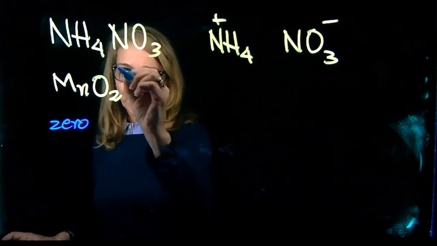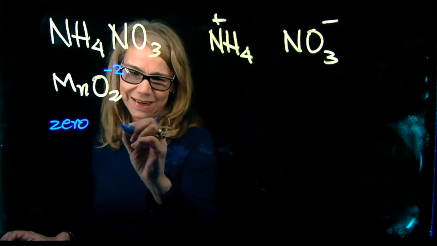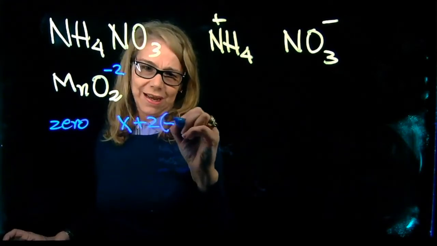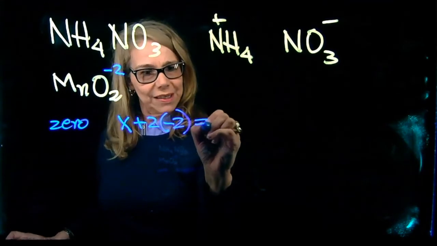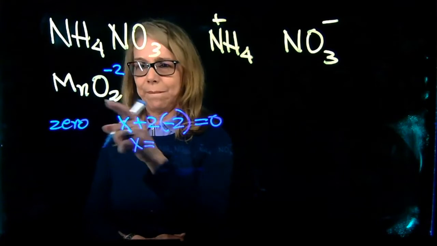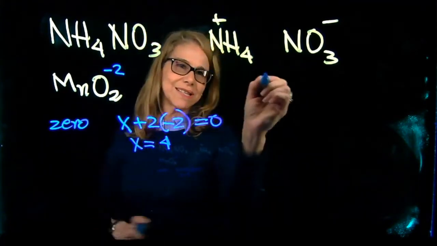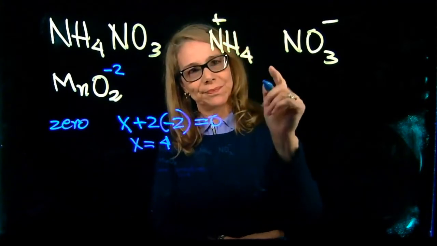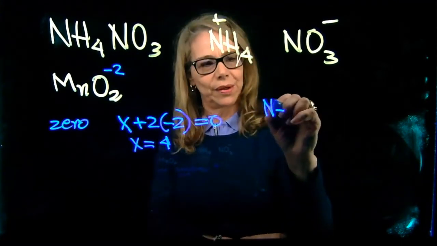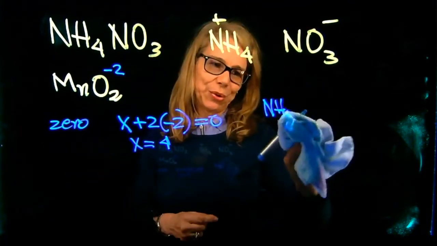I know that the oxidation state of oxygen is -2, and I don't know the manganese, so I'm going to say X. I have 2 oxygens at -2, and it needs to add to 0, so the oxidation state of manganese is 4. Let's do the same for the ammonium ion, for example.